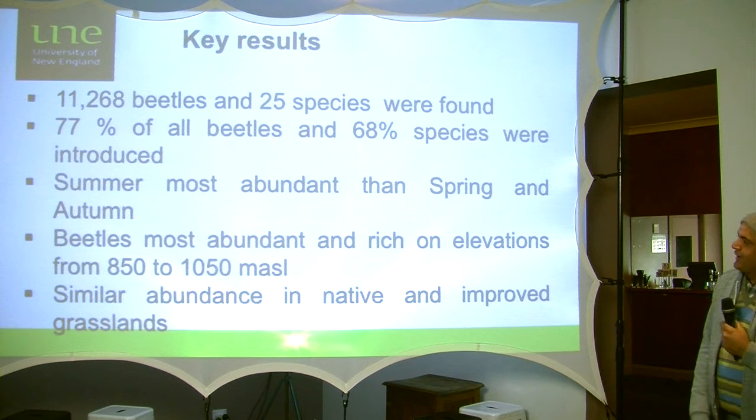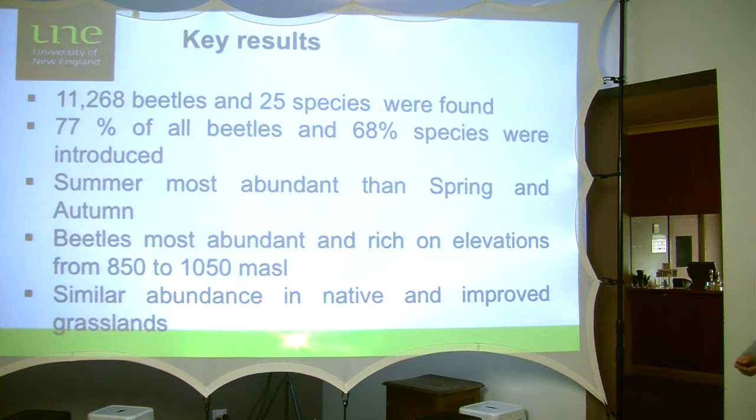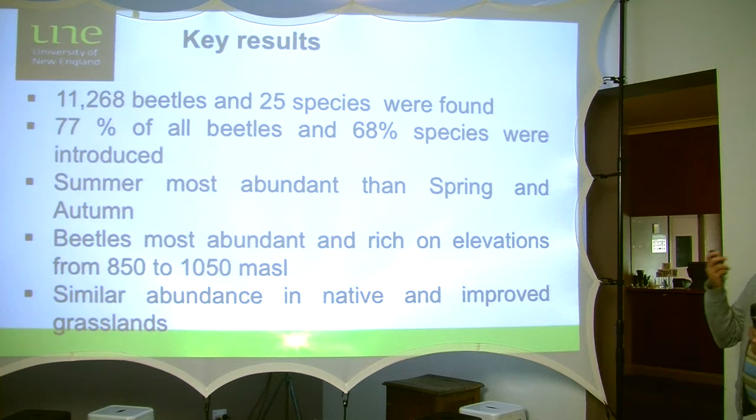The result is something interesting. For 2 seasons, I have collected 11,000 beetles of 25 species. Very interestingly, out of those 437 native and 23 introduced beetles, we see that 77% of the beetles and 68% of the species are introduced. That means introduced beetles are more abundant and mostly dominant. Summer was the most abundant season, followed by spring and autumn. In summer, we got a big number of beetles.